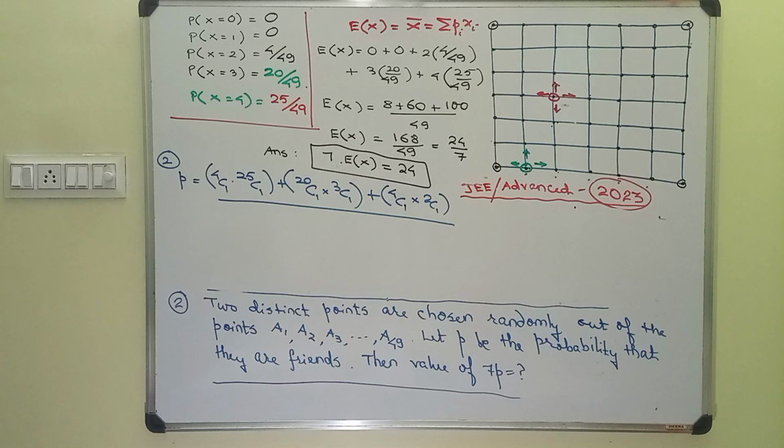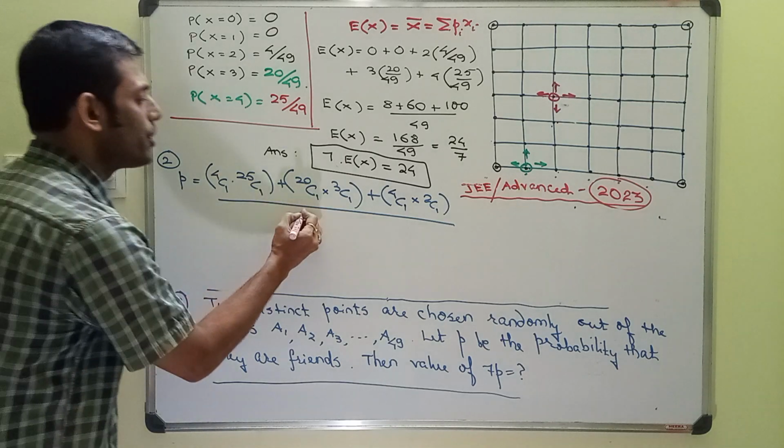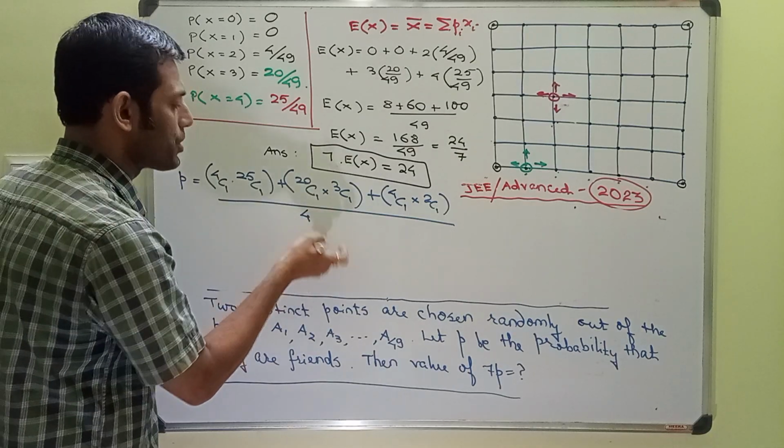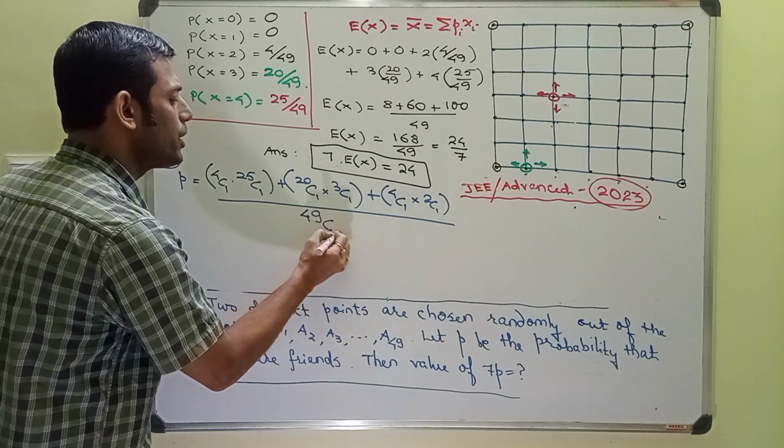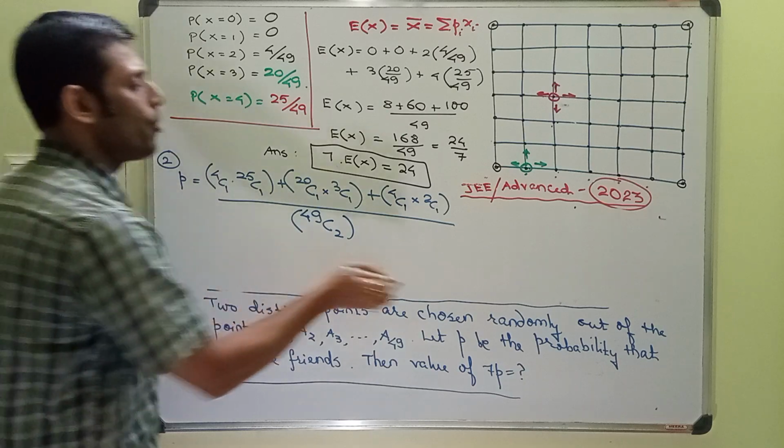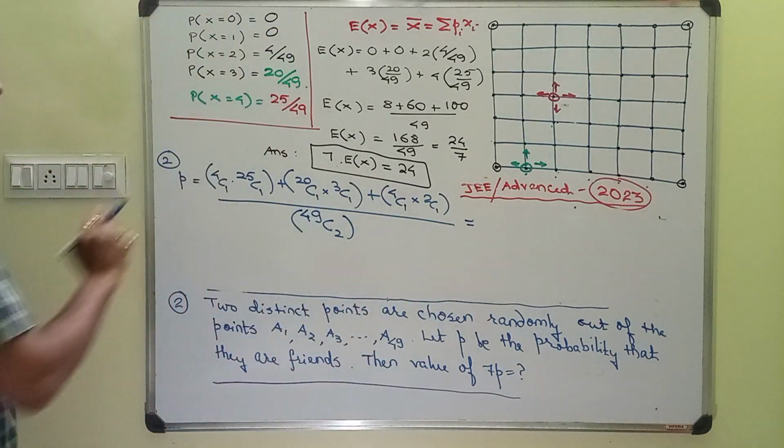Now see this. This is a selection of 2 points out of the given set of points such that each 2 of them are friends. Now, for the probability consideration, the denominator has to be the sample space counting of 49C2, any 2 out of 49 point selection, and that's it. This is the value of P.